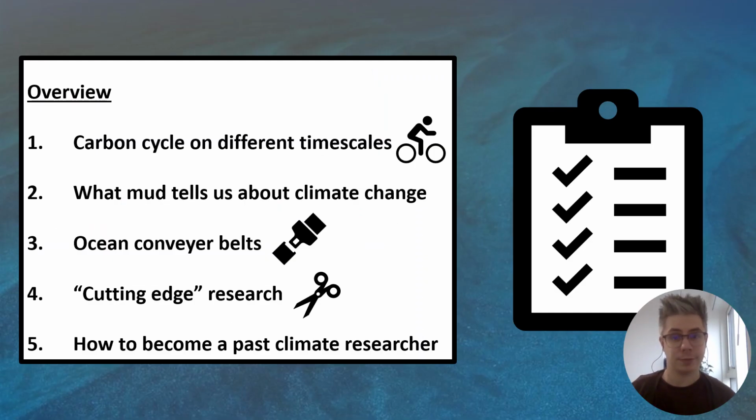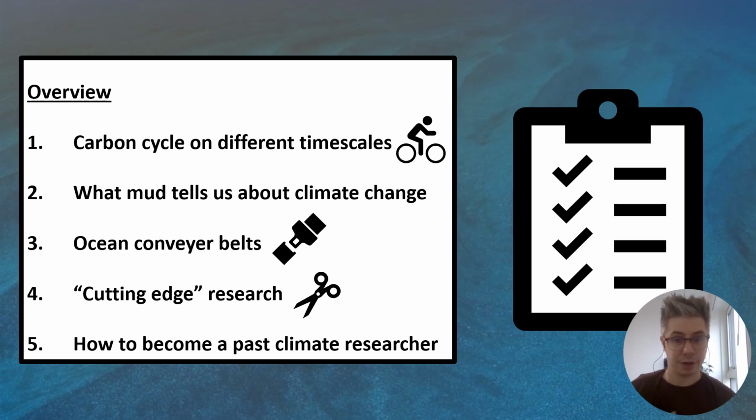So to kick off the talk, we're going to talk about the carbon cycle, take you through some key terminology, and then talk about this on several different timescales. And it should give you an idea of what the carbon cycle currently is and what we can look at in the past. I'm then going to talk to you about what we can do with ocean mud. This is mud that we get from the bottom of the ocean, and we use this to reconstruct past climates, and it's what I do in my PhD.